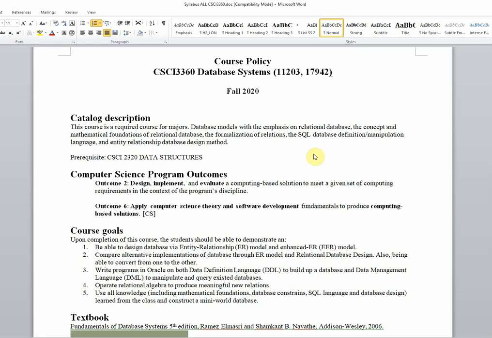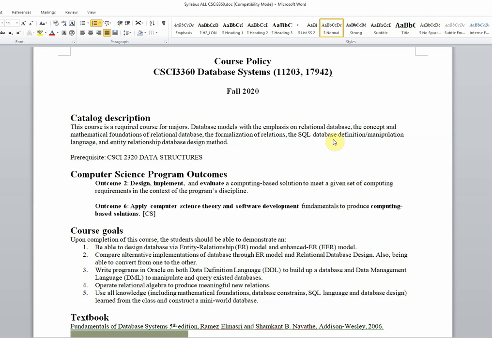So the catalog description for this course is a required course for all majors, database models with emphasis on relational database, the concept of mathematical foundations, and the formalization of relations, the SQL database definition, manipulation language, and entity relationship database design model. This course will be a hands-on course.